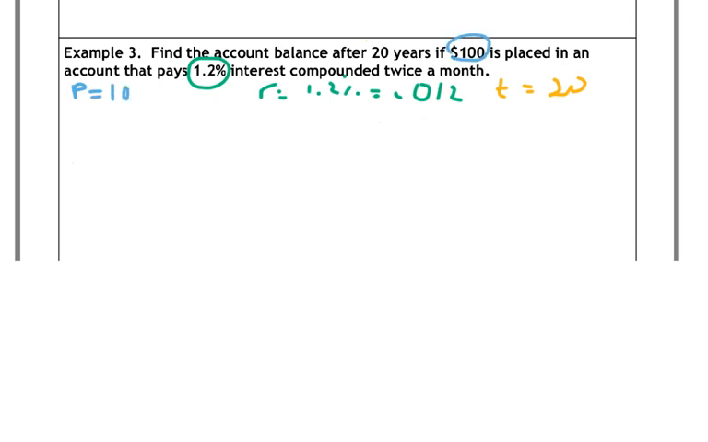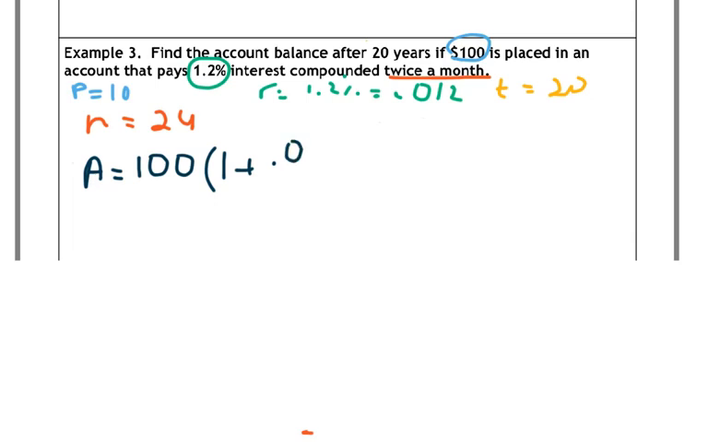The problem says that we're going to compound interest twice a month, therefore n in a year is going to come out to be 24 times, 2 times 12. Let's plug in everything in the model. So $100, and I have 1 add our interest, 0.012 divided by 24, and as the exponent we have 24 times 20.